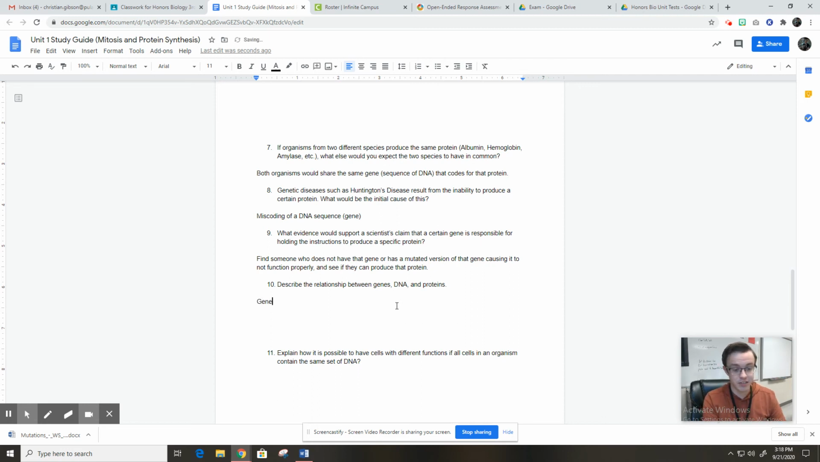Very simple. Genes are segments or sequences of DNA that code for or hold the instructions for specific proteins. Okay, so you've got a gene for hemoglobin, you've got a gene for albumin, a gene for all your proteins. They're just segments of your DNA. Individual recipes in the whole cookbook that are used to make specific proteins.